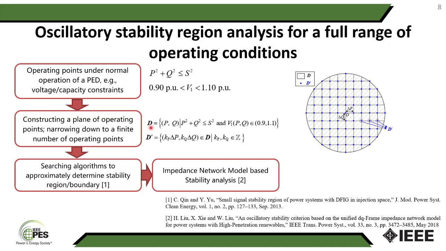For example, this D can be set as the operating point plane. The number of operating points in this plane would be almost infinite. To get a finite number of operating points, we can sectionalize, dividing into a few operating points based on the deviation or the small difference. Here we will get a number of operating points. After that, we don't have to do the stability analysis on all the operating points that we narrowed down. We can use some searching algorithms to approximately determine the stability boundary or region.